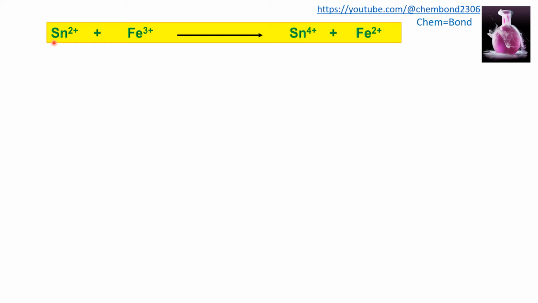The first reaction is tin plus 2. It will combine with ferric that has plus 3 charge. It will produce tin plus 4 and ferrous plus 2. So first we will split the reaction into two half reactions.